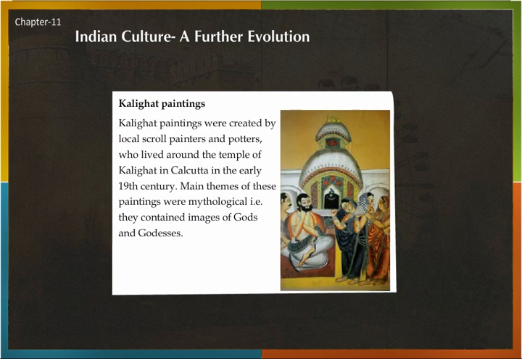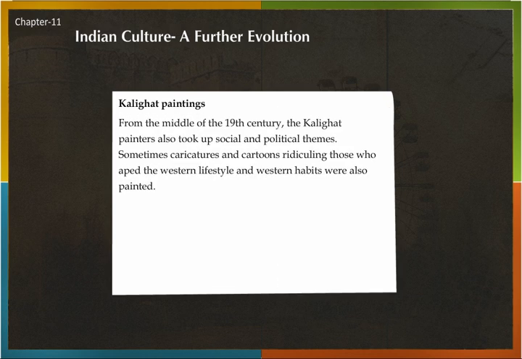Kalighat paintings. Kalighat paintings were created by local scroll painters and potters who lived around the temple of Kalighat in Calcutta in the early 19th century. Main themes of these paintings were mythological, that is, they contained images of gods and goddesses. From the middle of the 19th century, the Kalighat painters also took up social and political themes. Sometimes caricatures and cartoons ridiculing those who aped the Western lifestyle and Western habits were also painted.